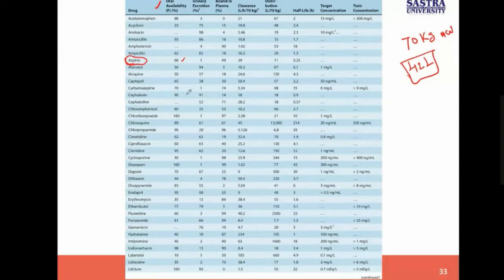So what is our understanding? If we say 68 percent is the oral bioavailability, what does it mean? Sir, it means that 68% of the drug molecules enter systemic circulation. Absolutely. If you take 100 mg of the drug molecule, how much quantity will enter?